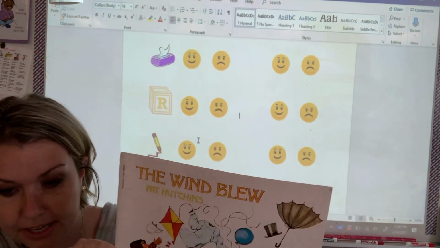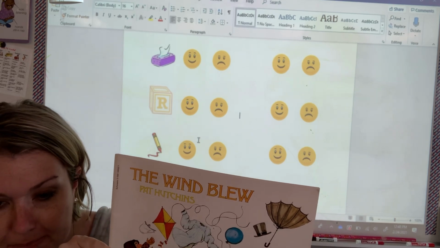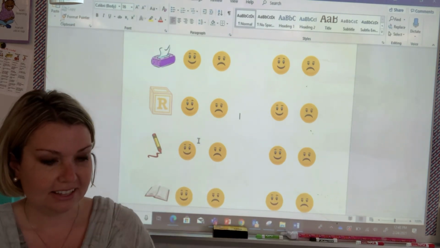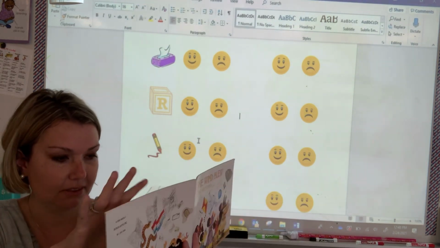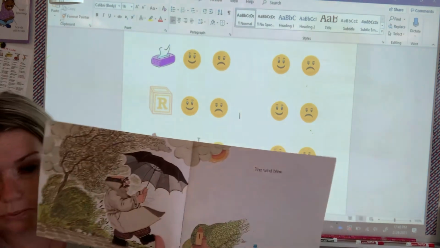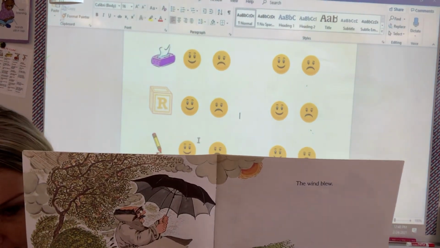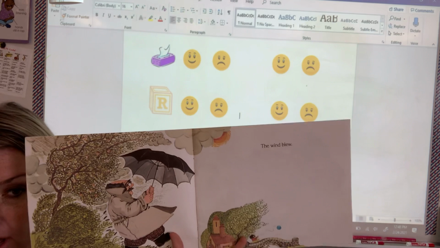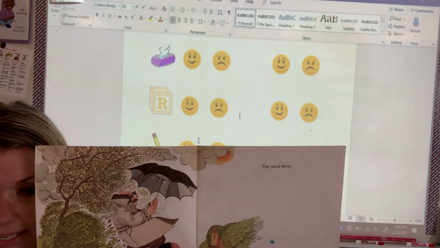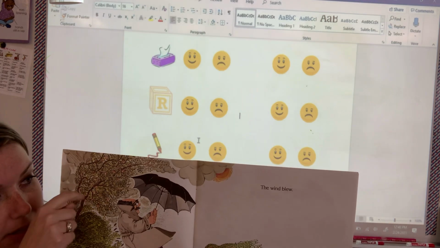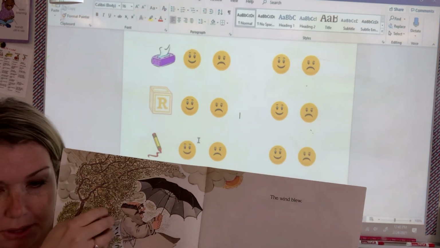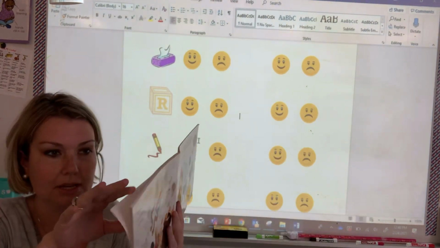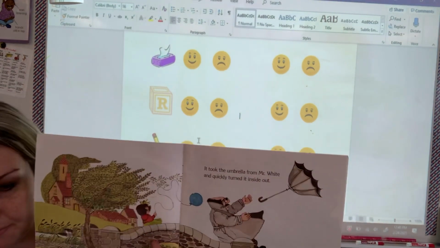So, we are reading The Wind Blew by Pat Hutchins. She's the author and the illustrator. Let's listen carefully. The wind blew. Can we see wind? We can see the causes of wind, but we can't actually see the wind. We can see that the wind is bending this tree and blowing this man's jacket and umbrella. But we can't actually see the wind.